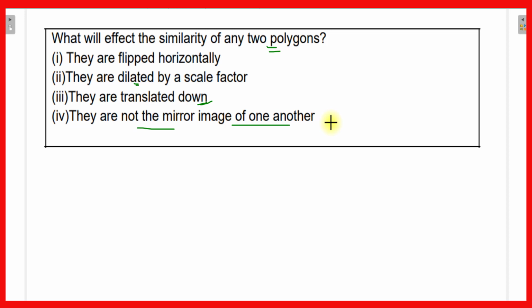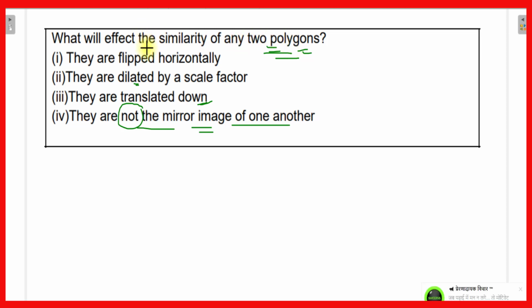congruent figures. And here it is polygon. Since we are talking about two polygons, if they are the mirror images, then they will be congruent figures. And all the congruent figures are also similar figures. Therefore, if they are the mirror images, then the two polygons will be similar. But here it is said that they are not the mirror images, and therefore it will affect the similarity of two polygons. Those two polygons will not remain similar if they are not the mirror image of one another.